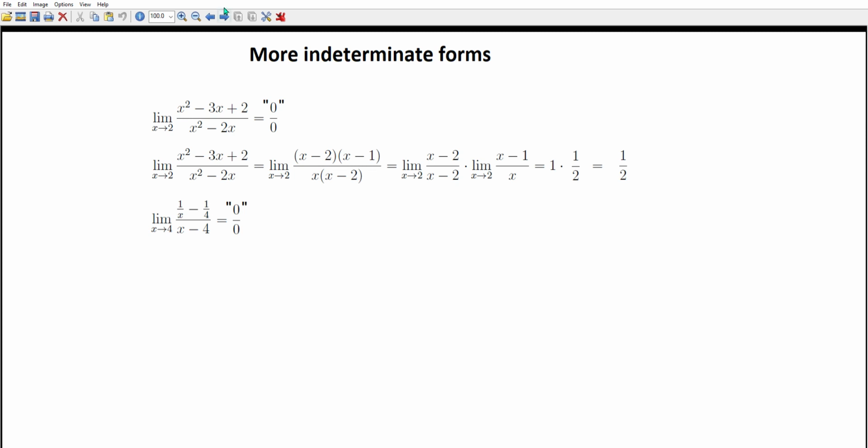Here what we're going to do, however, is get a common denominator so that we can simplify the top. So 1 over x minus 1 over 4, the common denominator is 4x. So what we get here is 4 over 4x minus x over 4x, divided by x minus 4. When we subtract those two, in the top we get 4 minus x. We've got a 4x, and then in the bottom, x minus 4.